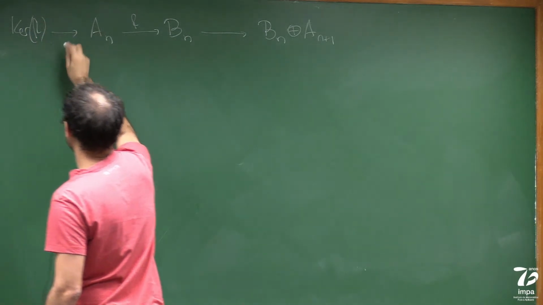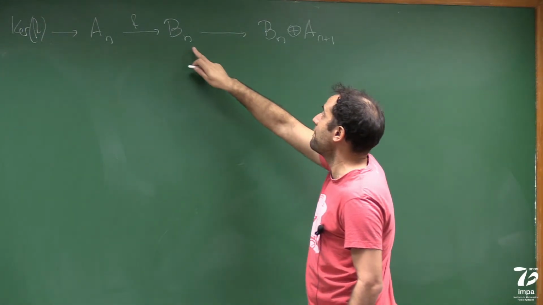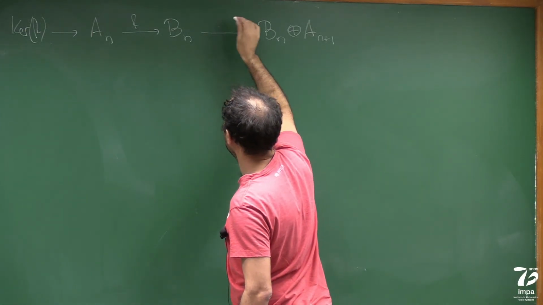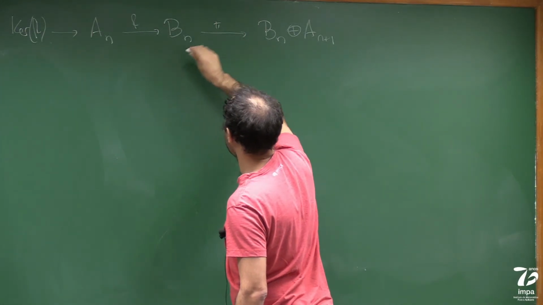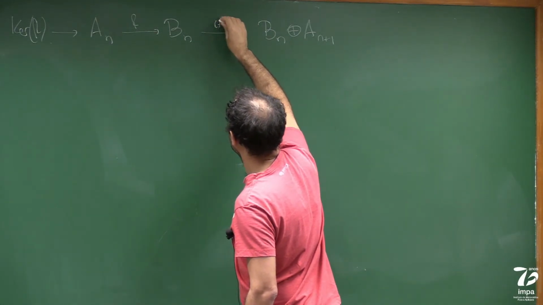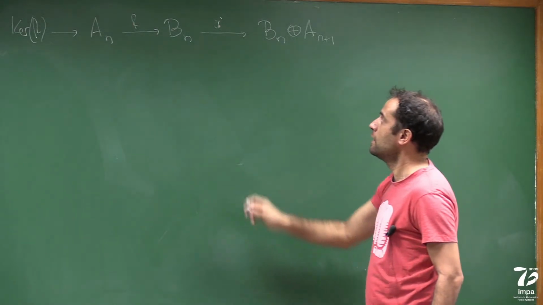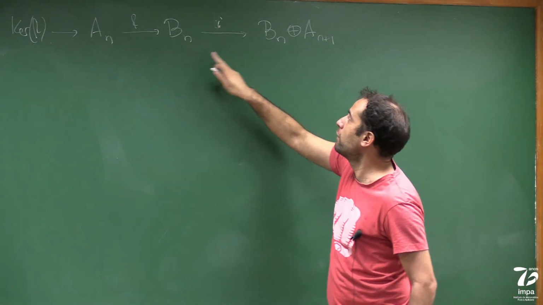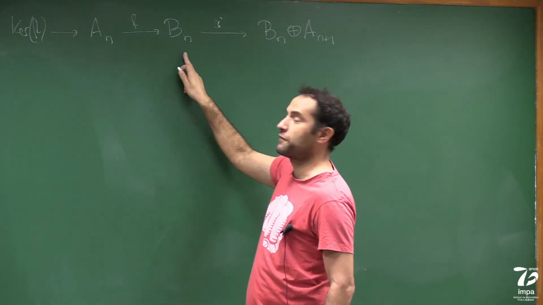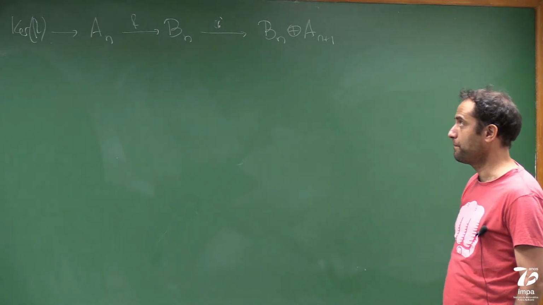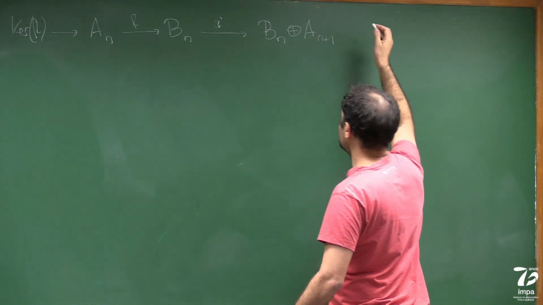So I will have the kernel of F mapping there. And the map from B_n to the cone is just the inclusion in the first factor. I'll call it iota. So this is injective. So the kernel of this map is 0, which is not the image of this map. So this is certainly not exact anywhere. Okay? So this is not exact.